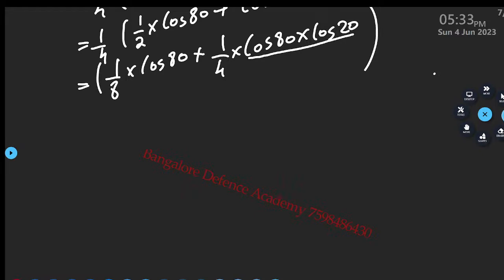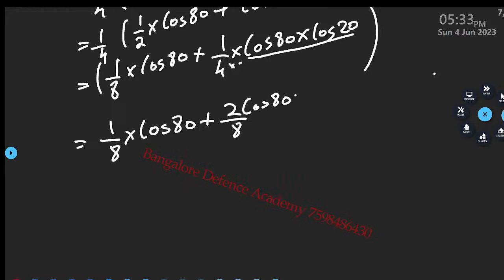What do you get here? This is 1 by 8 into cos 80 plus, if I multiply 2 here, I get 2, and down कितना मिलेगा? 8 मिलेगा. Do you understand? और ऊपर क्या है ये? Cos 80 into cos 20. Did you all understand? Now here and here, what is common?